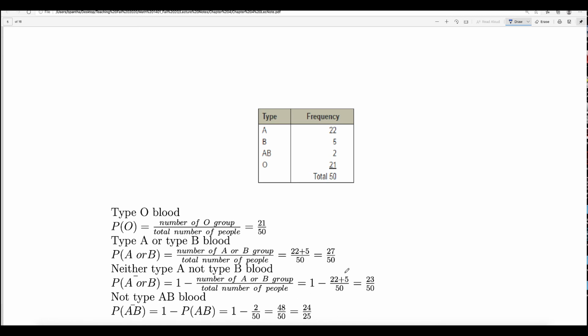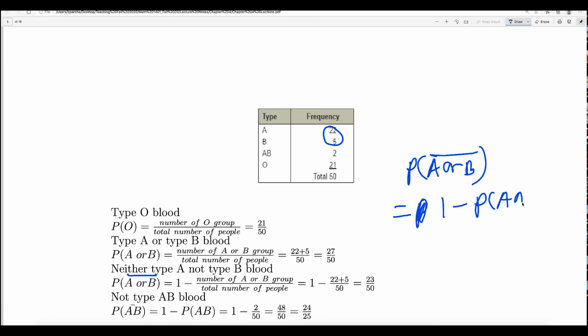That's what you do. So basically this bar must be for the whole, the probability of not A or B. That is 1 minus A or B divided by the total, right? So that's how you do 1 minus 22 plus 5, because this is A or B. And since you are finding the complement, neither nor, you subtract that from 1. Basically what you are doing here is probability of A or B complement equals 1 minus probability of A or B.